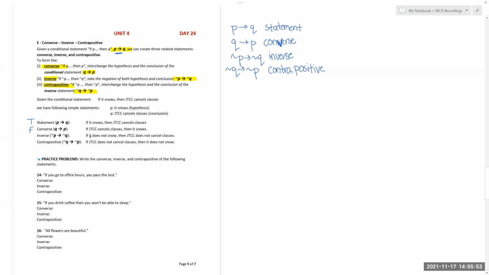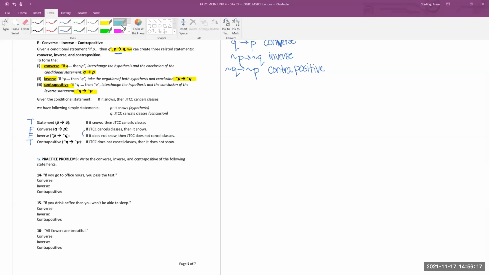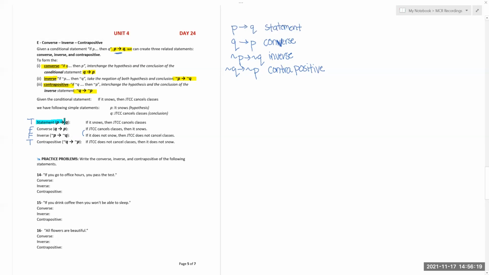Then the inverse is where you just negate it. If it doesn't snow, then John Tyler doesn't cancel classes. Well, those were kind of saying the same thing. So that's still false. And then the contrapositive is where you flip and negate. So if John Tyler does not cancel classes, then it didn't snow. Well, if it snows, they cancel. So if they didn't cancel, it didn't snow. So that one would be true. So again, you want to make sure that you know these: the statement, the converse, the inverse, and the contrapositive.